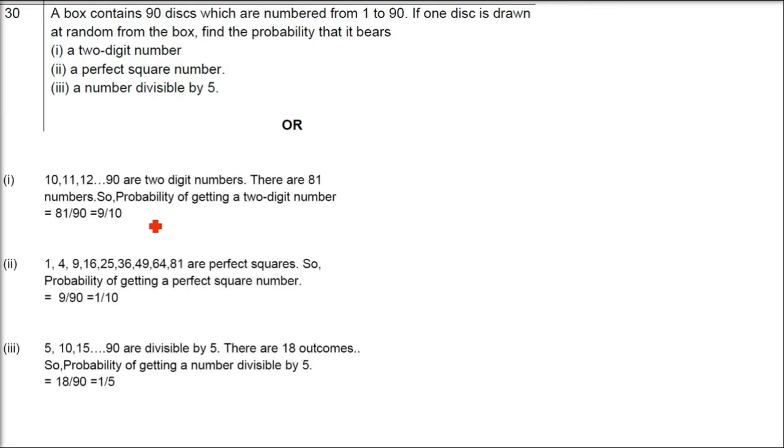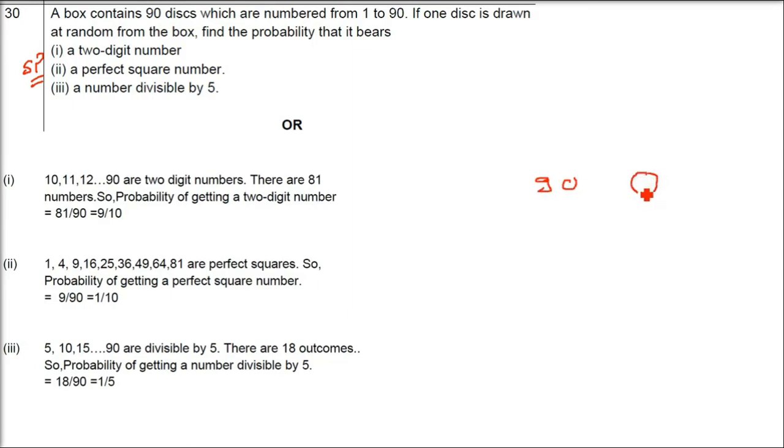A box contains 90 discs which are numbered from 1 to 90. If one disc is drawn at random from the box, find the probability that it bears a 2-digit number, a perfect square number, a number divisible by 5. So you have to do like this. Now let me tell you the concept here. Questions which are related or almost equivalent to this type of questions will come, so you have to prepare like this. There are 90 discs.